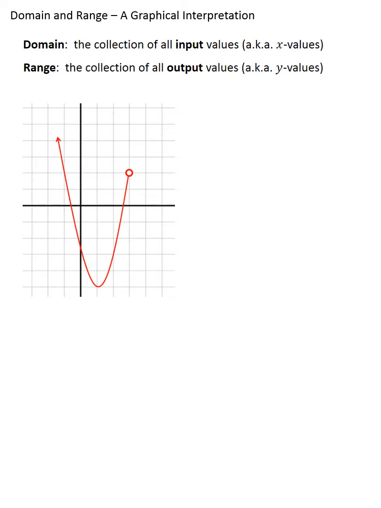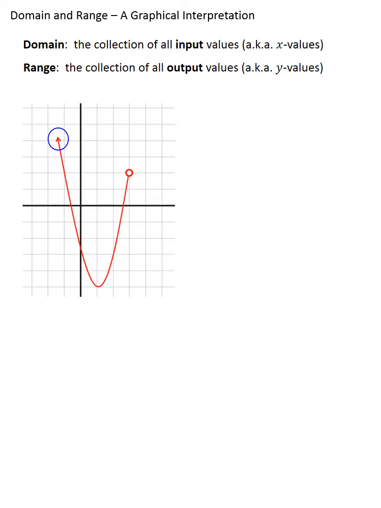Let's consider this example. Before we consider the domain and range of this function, I'd like to point out some features displayed graphically here in the function. First of all, the open circle. This open circle, when placed on a graph, represents that the function does not contain that point. So this function does not contain the point (3, 2).